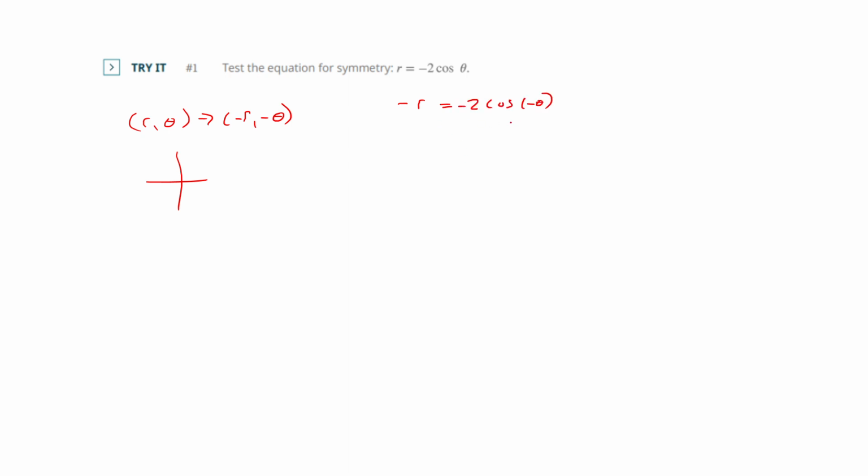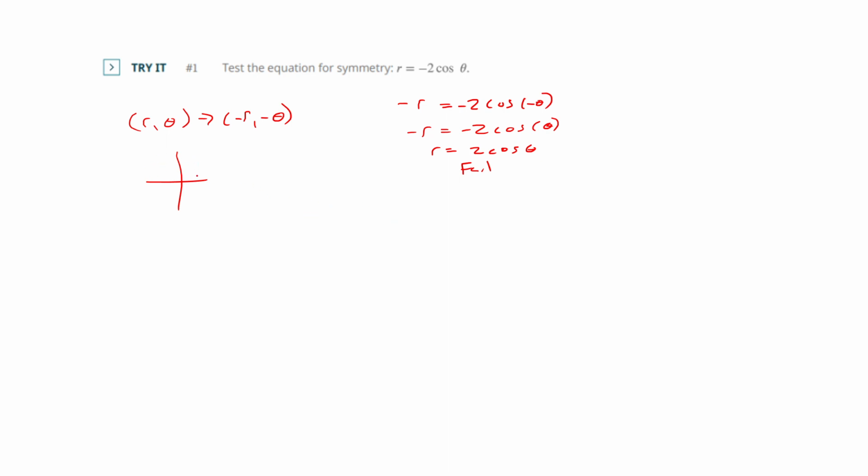So we're putting in negative r and negative theta. Now, we've got negative r, and cosine of negative theta, since it's an even function, is going to stay the same. If we solve this, I've just divided the negative across. This is not what we started with, so I've failed the first test. So we don't appear to be symmetrical with respect to the y-axis.